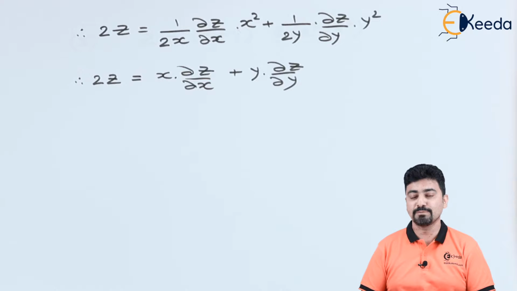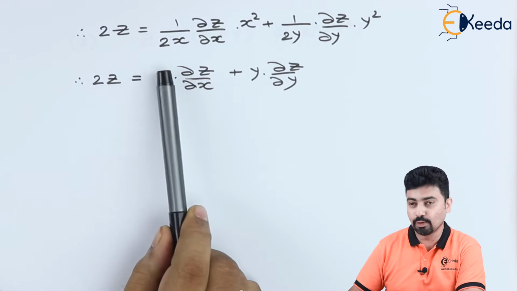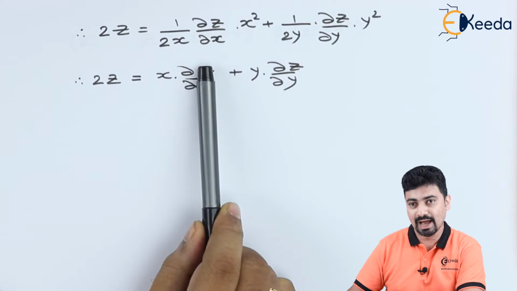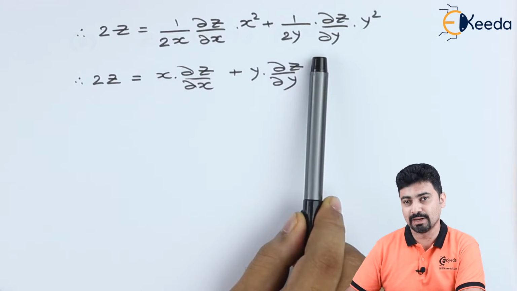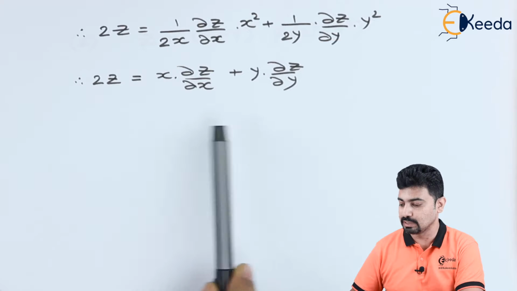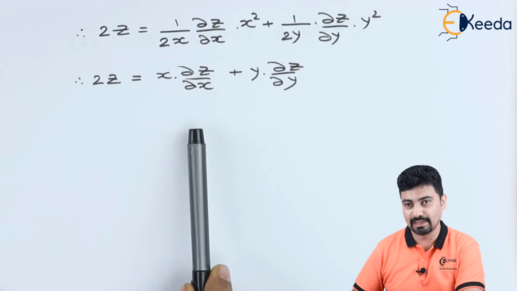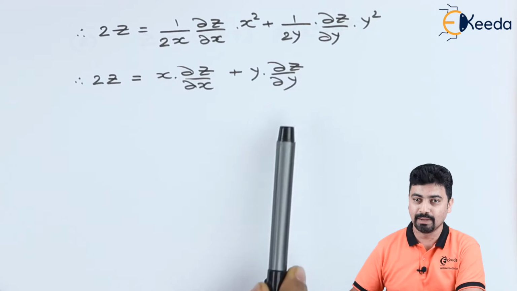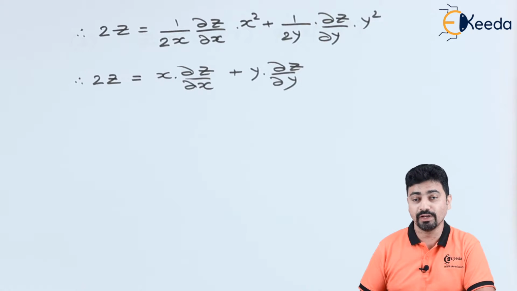Thus, by substituting the values of 1 upon a square as 1 upon 2x del z by del x and 1 upon b square as 1 upon 2y del z by del y in this equation, and further simplifying this equation, we have got 2z is equal to x del z by del x plus y del z by del y. This is our final partial differential equation of order 1.